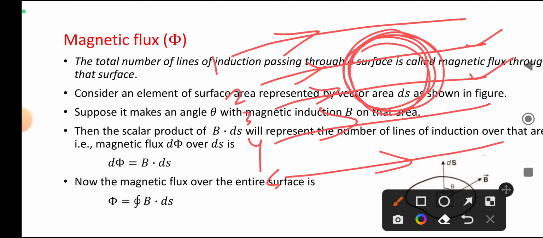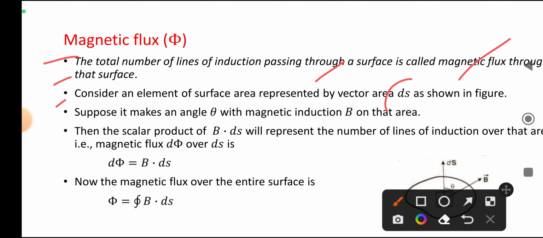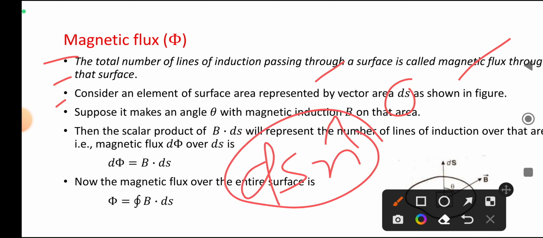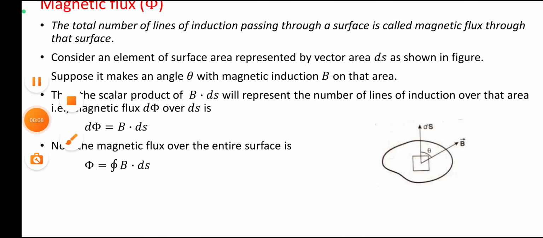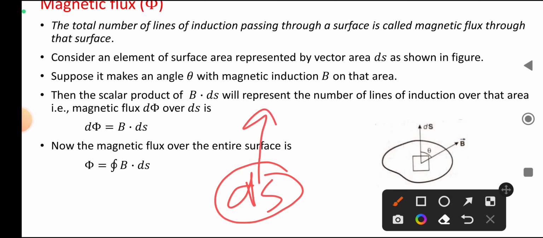Once again, the total number of lines of induction passing through the surface is called the magnetic flux through that surface. Here, consider an element of surface area represented by the vector area ds. Generally area is not a vector; it becomes a vector when it is multiplied with a unit vector. As shown in the figure, this ds we always denote perpendicular to the considered surface. Suppose you have considered a small area whose magnitude is ds, but its direction you must denote perpendicular, normal to it.